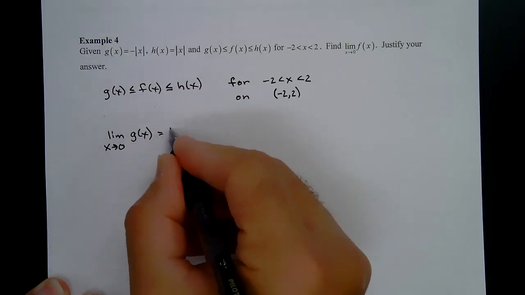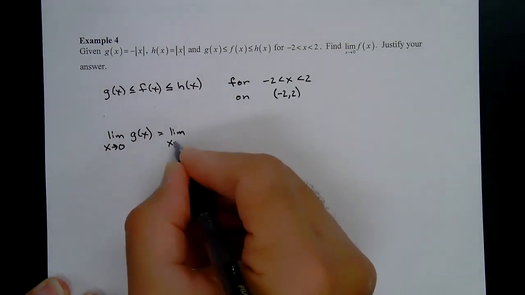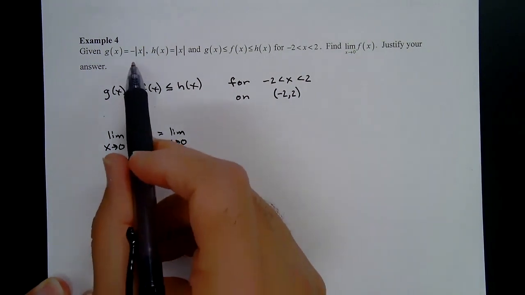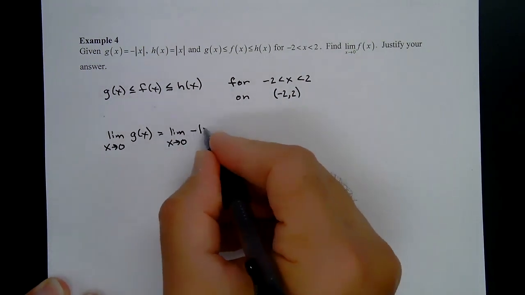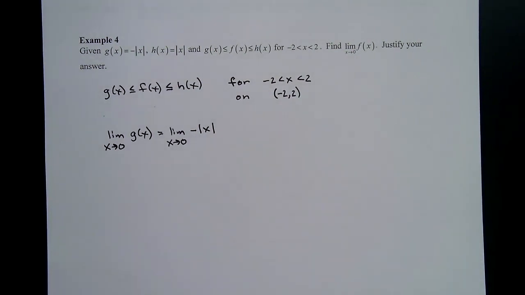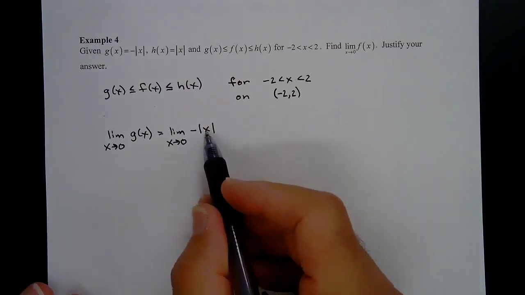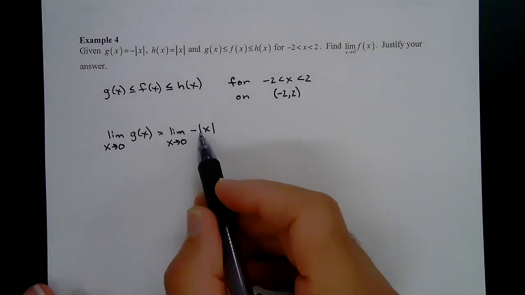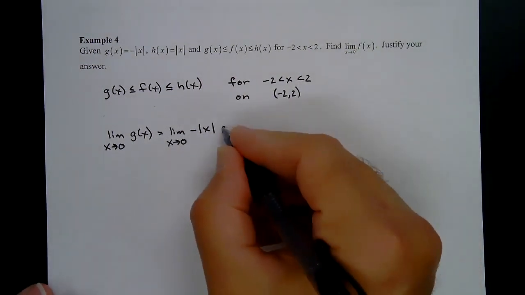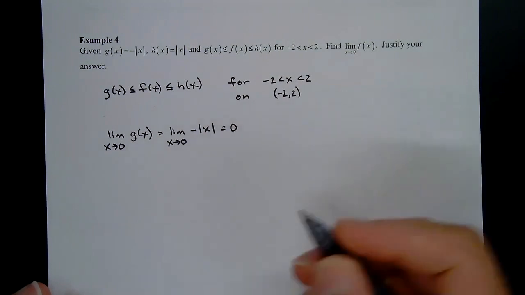Okay, so that's the limit as x approaches 0 of g of x, and g of x is negative absolute value of x. And what I've taught you is the first thing to try is always direct substitution. Can we try to put 0 in? And the answer is yes. So what's the absolute value of 0? It's 0. What's negative 0? It's 0. So this is equal to 0.